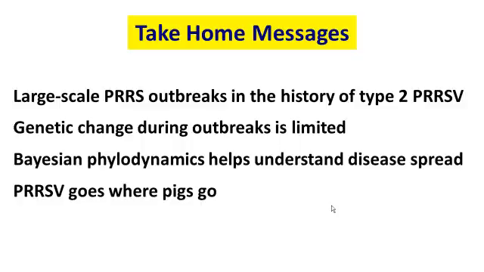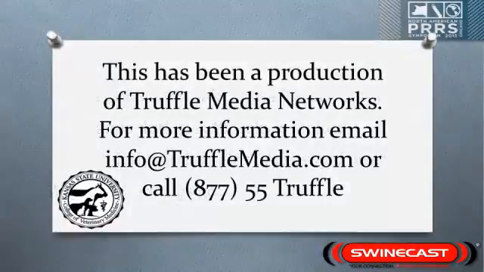Genetic change during outbreaks looks to be limited. That's new knowledge. And what are the implications of that? Bayesian phylodynamics helps understand disease spread, and PRRS virus goes where pigs go. So in terms of really understanding the PRRS-pig equation, it would be helpful if we understand pig movement in greater detail so we can understand the nature of outbreaks and how to intervene.